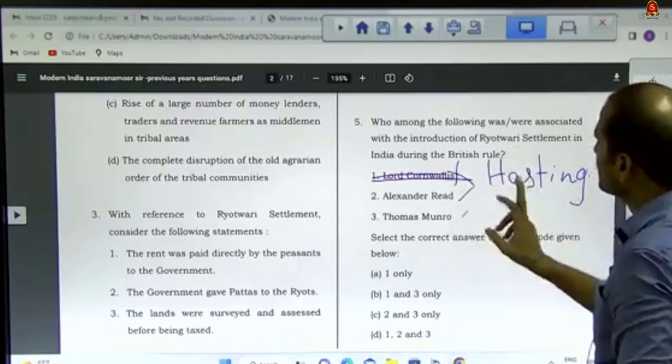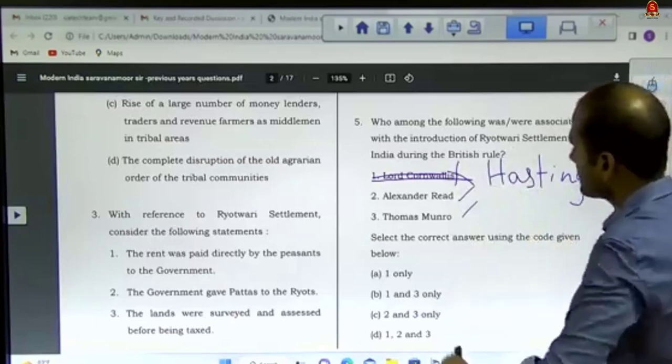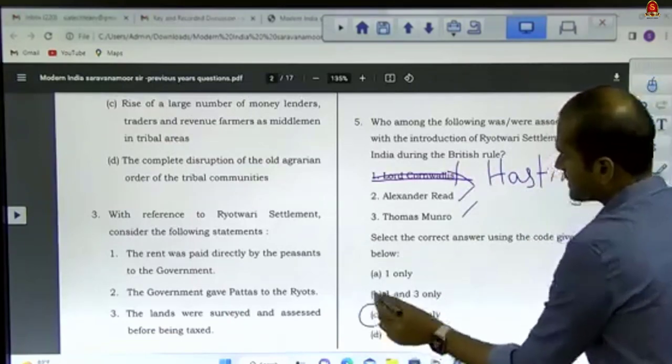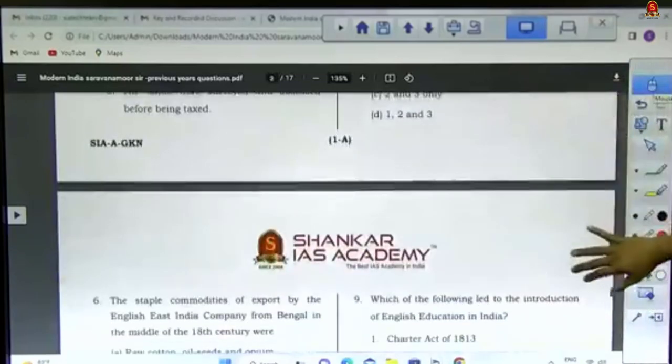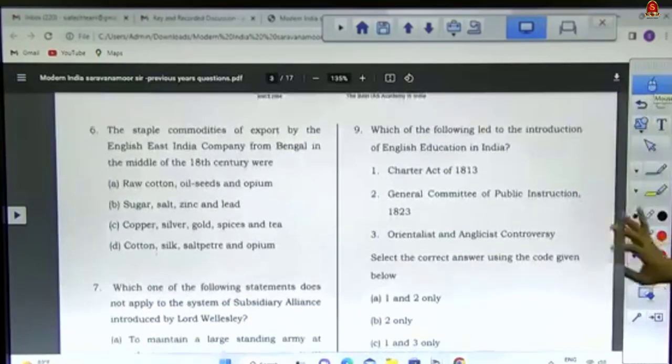That person is wrong. Alexander Read and Thomas Munro are right. And the answer is C. C is the answer. It's one of the easiest questions, a very basic question on the fundamentals of understanding modern Indian history.